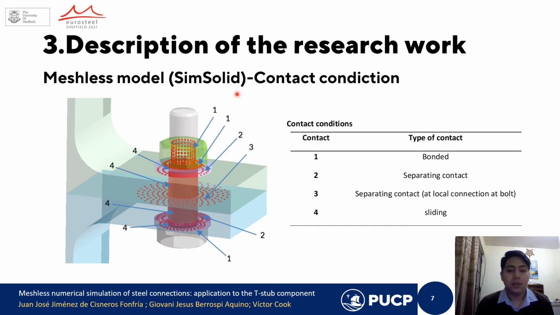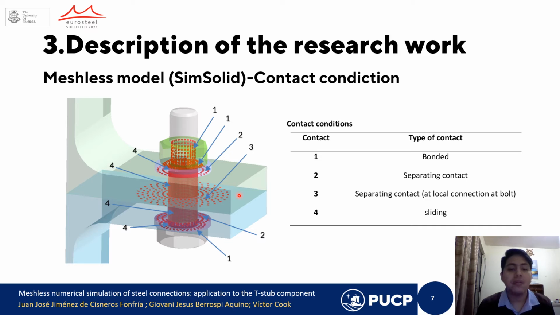Contact conditions. Well, we employed 4 types of contact conditions in both models of the meshless software. The first type of contact was the bonding between the nut and the bolt. Then we employed another bonded contact between the nut and the washer. And then we employ a separating contact between the washer and the flanges. Then we employ a separating contact between the two flanges, but in a circular surrounding area of the hole.